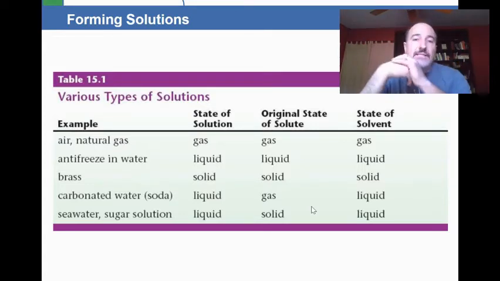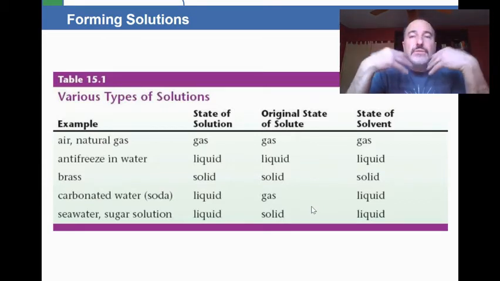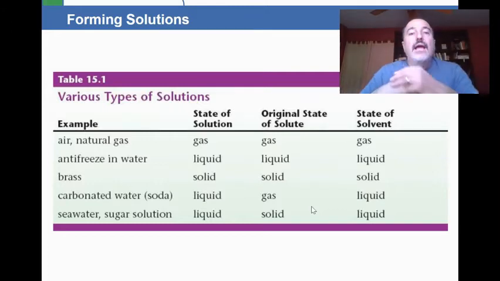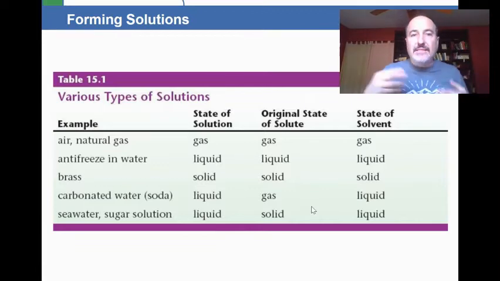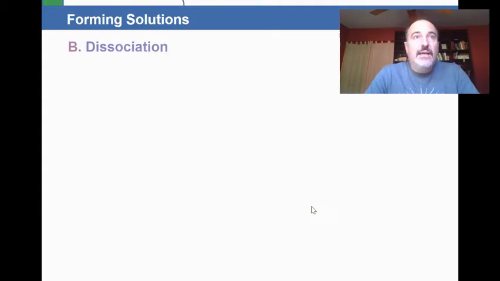The air around us, oxygen can be considered dissolved in nitrogen. Since nitrogen is the most common gas in the atmosphere, then it is considered to be the solvent, and then all the other gases can be considered to be dissolved in it. All right, so it's not just a solid and a liquid. All of these can be considered to be solutions, okay?